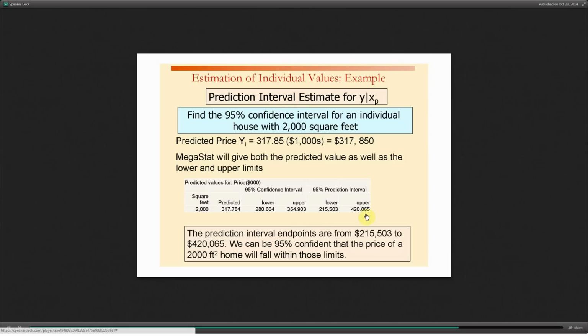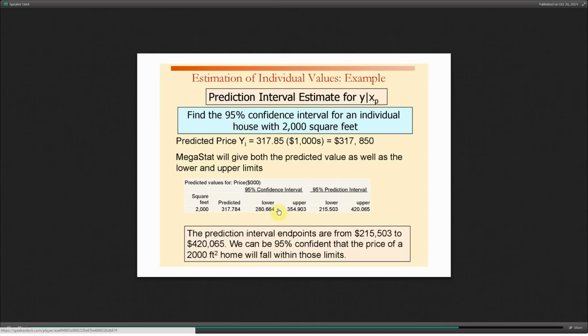Again, by using Megastat, you'll see that I can get a predicted value for y. If I put in 2,000 square feet, it tells me what the predicted value is. And I get two intervals: this confidence interval here, and the prediction interval. The confidence interval means that on average, if I keep estimating with different samples, my predicted value is going to go between 280 and 355,000.